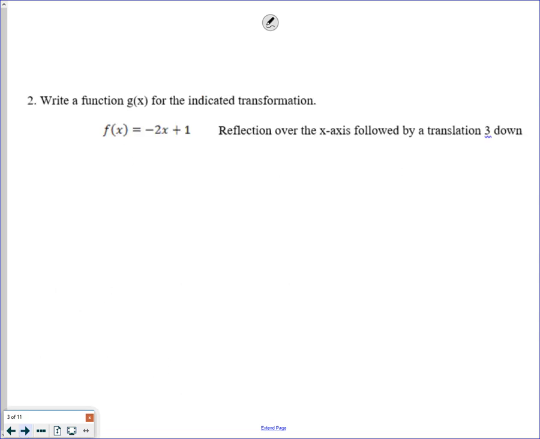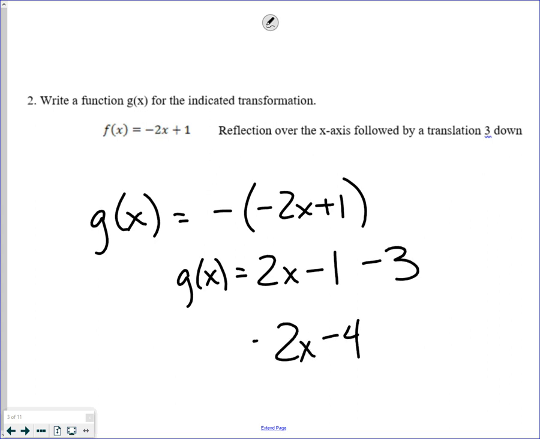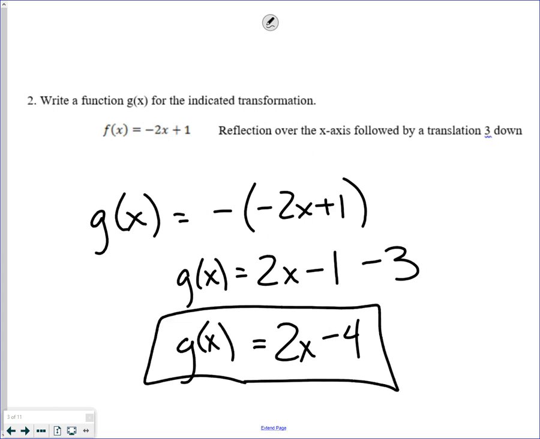Next one, write a function for g using the indicated transformation. Again, g of x, and what are they asking me to do? A reflection over the x-axis. Anytime you're doing a reflection on the x-axis, you do negative the entire function. So this would be g of x equals negative (2x minus 1). Then it's asking me to do a translation down 3. Again, you're taking the whole function minus 3. And so the answer to the first one is g of x equals negative 2x minus 2.